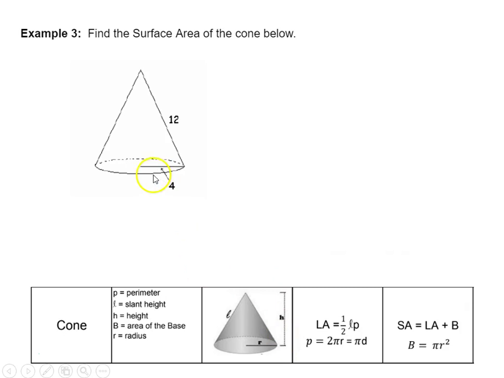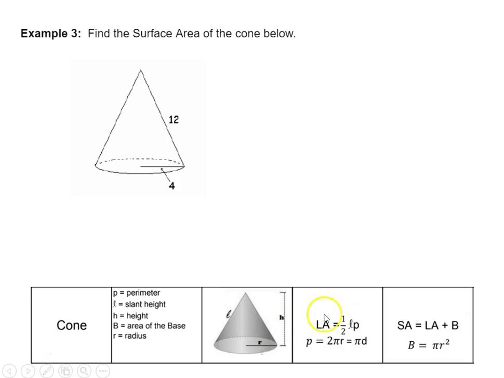The height of the cone is from the center of the cone straight up. The height isn't given to us, and we don't need that in order to find the surface area of the cone. And then we also have the radius, which is an important piece here. The radius is the radius of the circle that is the base of the cone, because cones have a base that is a circle.